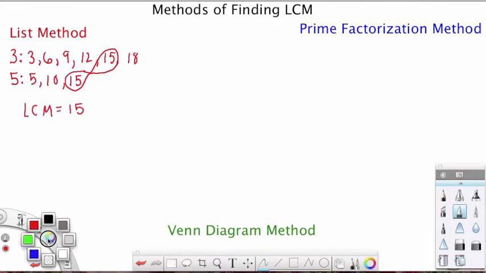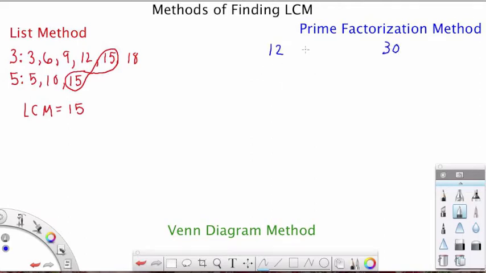Let's take a look at another method and two numbers. Now the list method is probably the most commonly used, but when our numbers get larger and more complex, you're going to find out that you might want to try some of these other methods. Okay, let's take a look at 12 and 30.